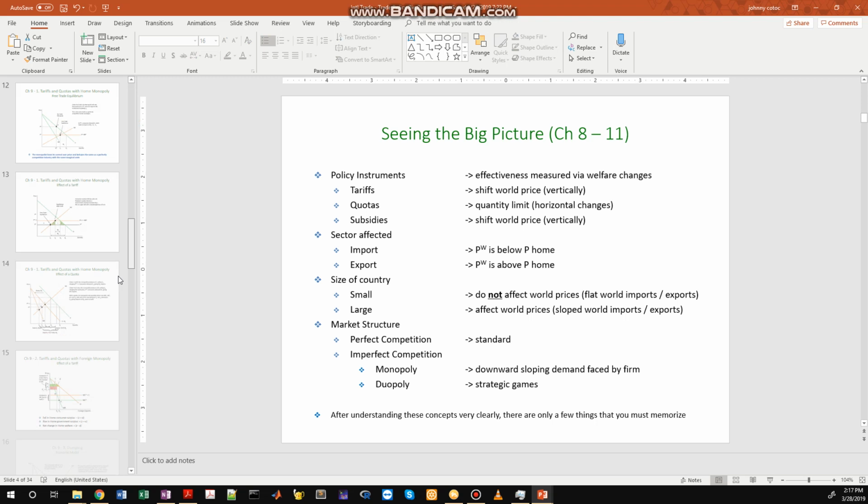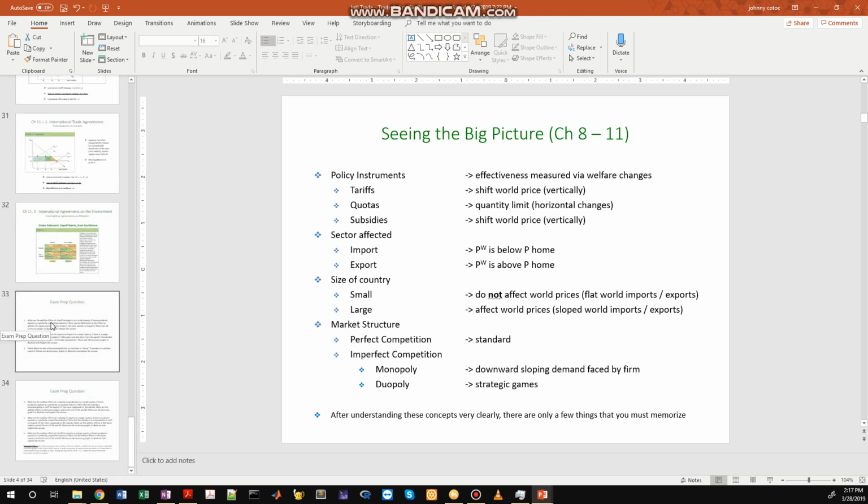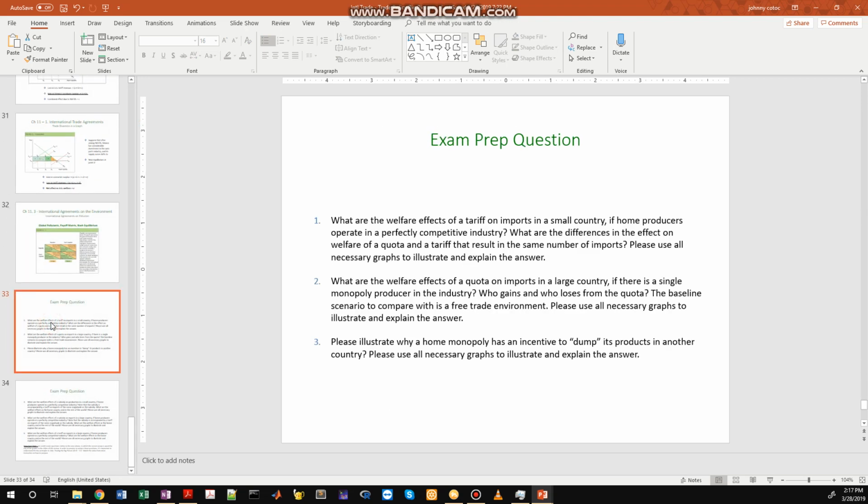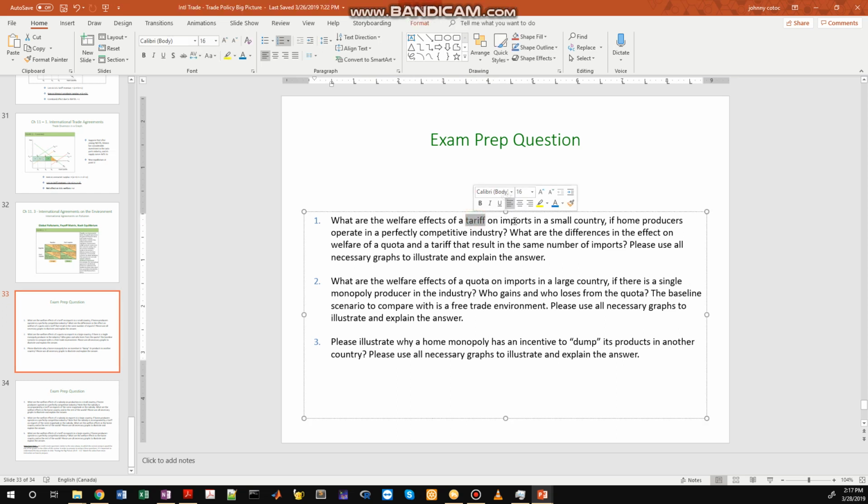So here at the end, I'm going to skip all the way to the end and give you an idea of a couple questions. Here you can see a couple questions. What are the welfare effects of a tariff on imports in a small country, if home producers operate in a perfectly competitive industry? So here you got to realize that we're thinking about a tariff on imports in a small country, and it's a perfectly competitive industry. Then it also asks about a quota, and again, it asks you to use graphs to illustrate and answer these questions.